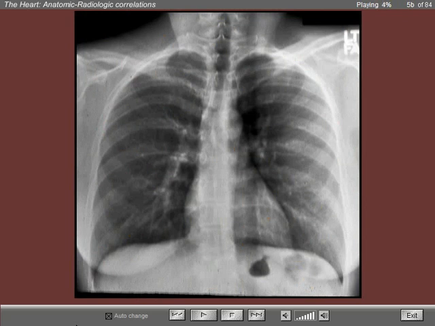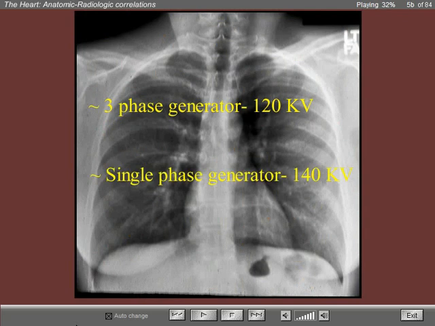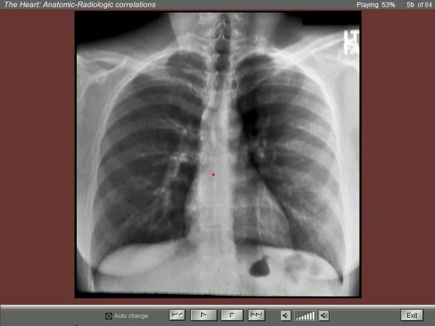The ideal frontal view of the chest should be taken with a three-phase generator, and the kV should be about 120. When dealing with a single-phase generator, the kV should be about 140. In the frontal view of the chest, we should be able to see behind the heart the pleuroesophageal line. We should see the pulmonary markings overlapping the ribs, and the ribs should be distinctly visualized. The patient should have a deep inspiration to best assess the lung bases.